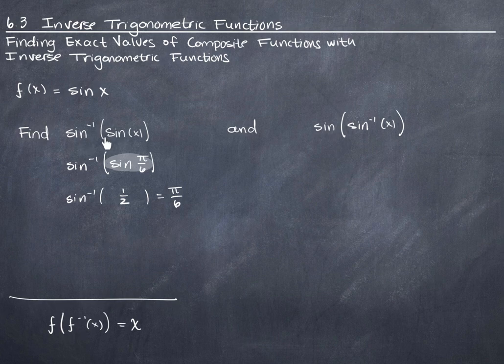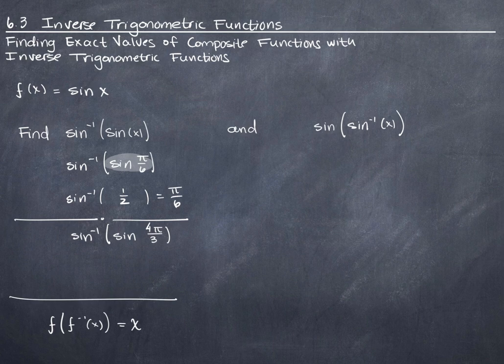This is in a different order, but we found on the previous screen that whether the inverse is on the inside or the outside, the composition of a function with its inverse always produces just the argument as its answer. And so here the argument is pi over 6. So if the angle we're given to start with is between negative pi over 2 and pi over 2, then that's the answer. If it's not, it's a slightly different story.